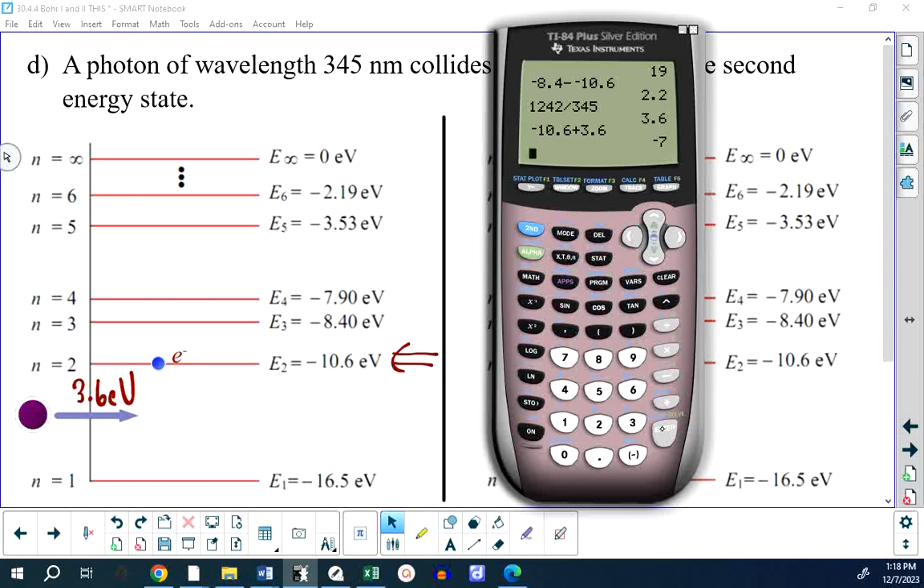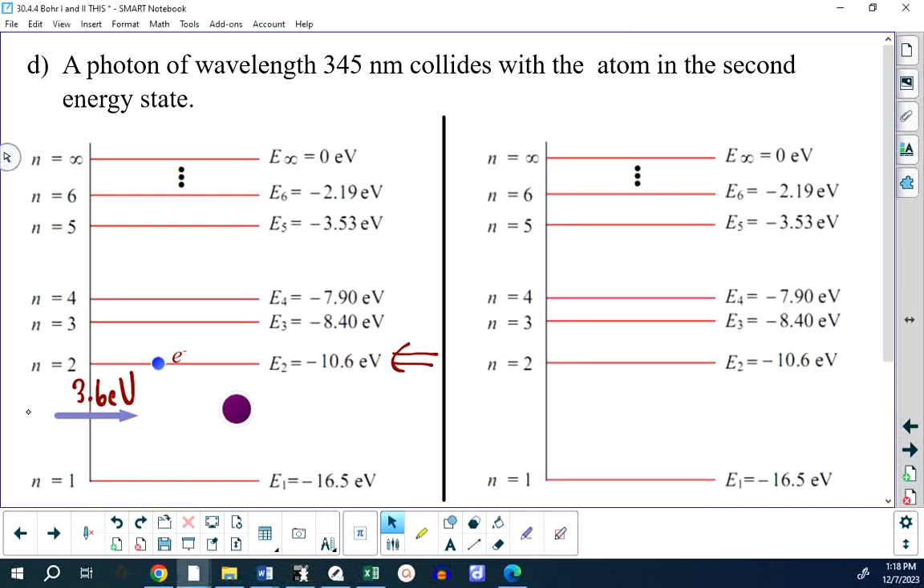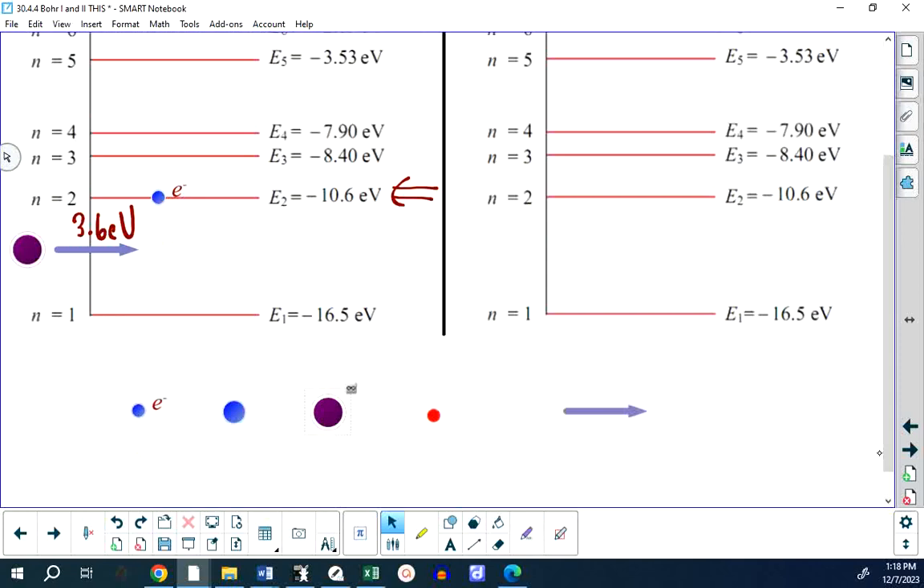I'll let you write that down first. So afterwards, the electron will still be in the second energy state, and the photon will still have that much energy. Of course it will, because it wasn't absorbed.